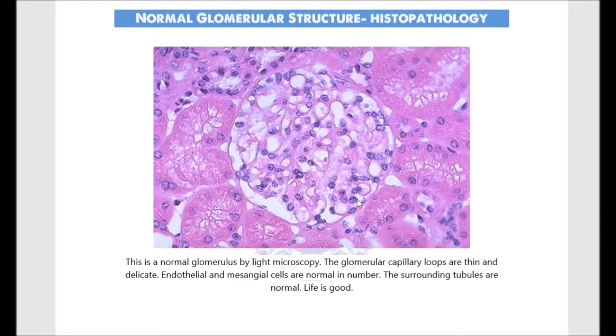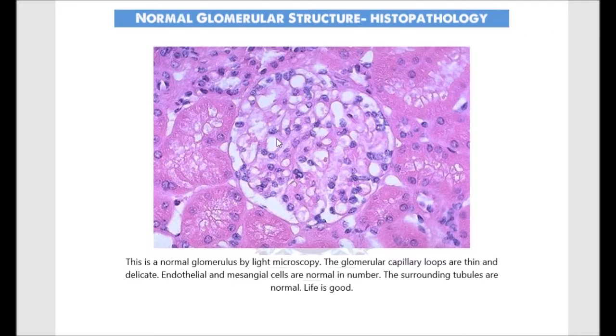Having the glomerulus, the different tufts of capillaries. These are the capillary lobes. The capillary lobes are thin and delicate, having the endothelial cells. Some of the endothelial cells are seen here, and the mesangial cells. These are the mesangial areas, normal in number. You see some mesangial cells, two cells.